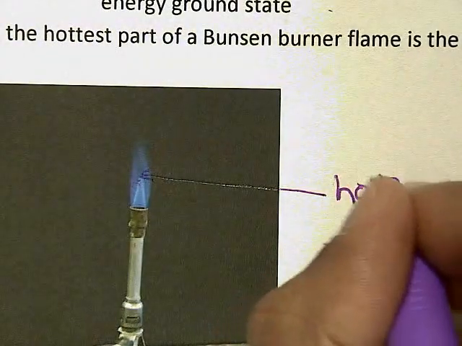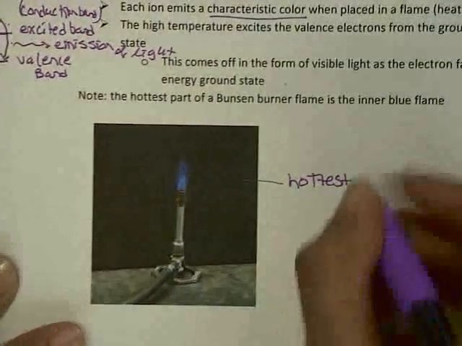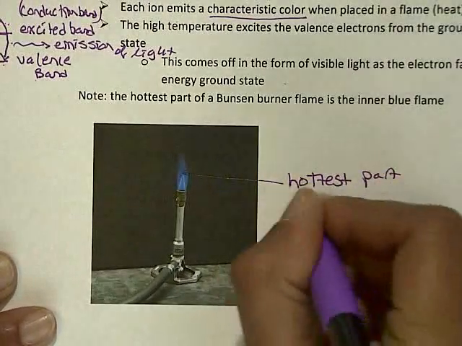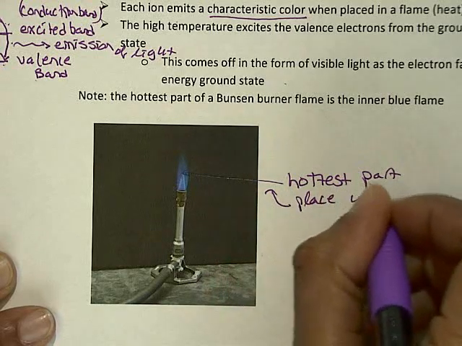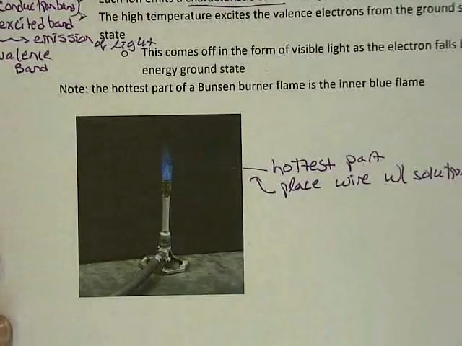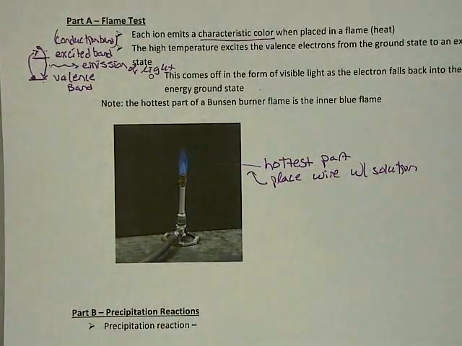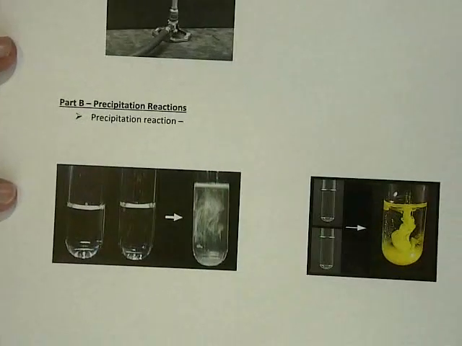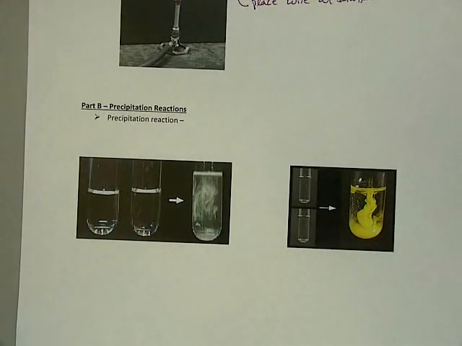This is the hottest part. And here is where you want to place your wire with your solution. So you dip your wire into your solution, and then you put it in the hottest part of the Bunsen burner flame. Again, make sure you follow instructions very carefully. These instructions are written in a very detailed manner that you really can't go wrong in lab.